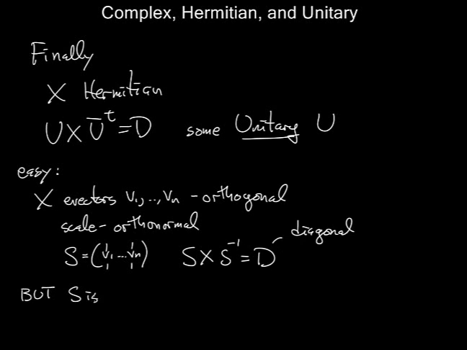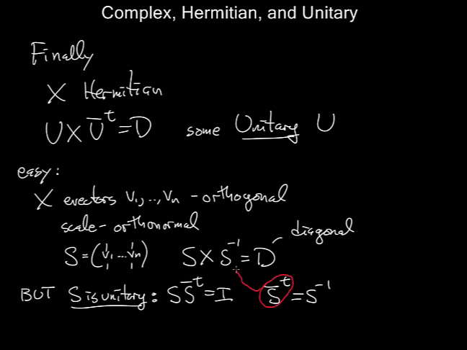But the whole point is that the columns of S are orthogonal. So S is unitary. What does unitary mean? S unitary means S bar transpose S is the identity, or S bar transpose is equal to S inverse. So I can replace the S inverse here with S bar transpose, and I conclude S X S bar transpose is equal to D, and that's what I was trying to show, where here S is a unitary matrix.